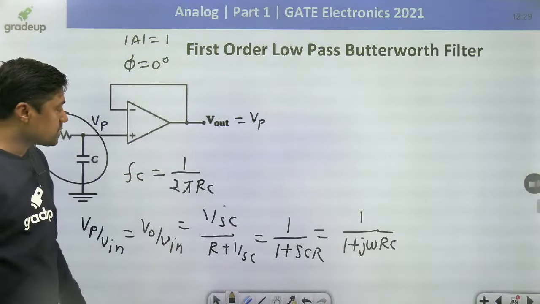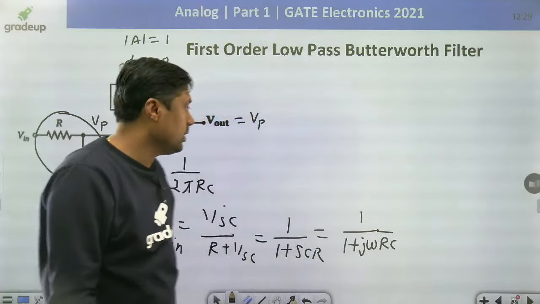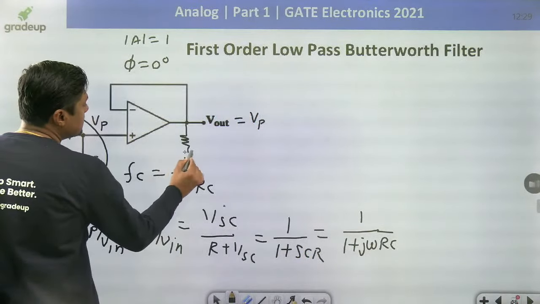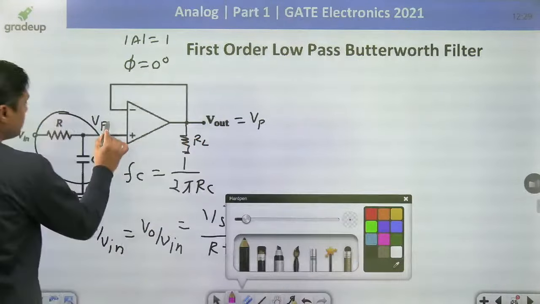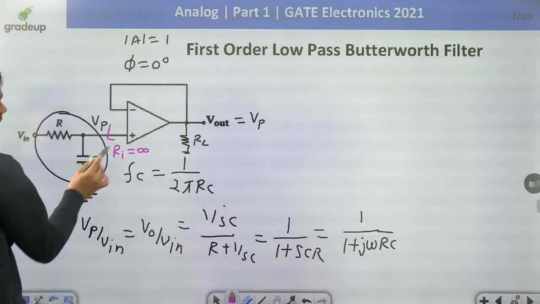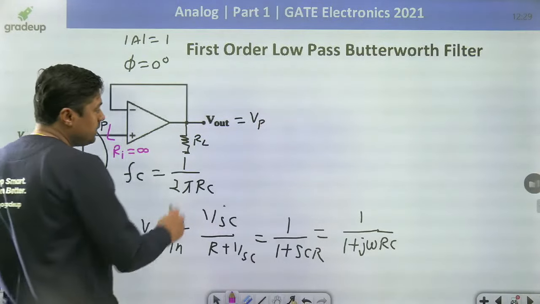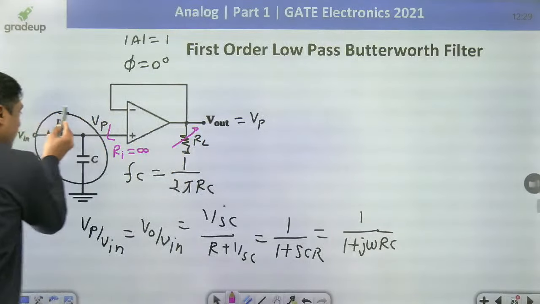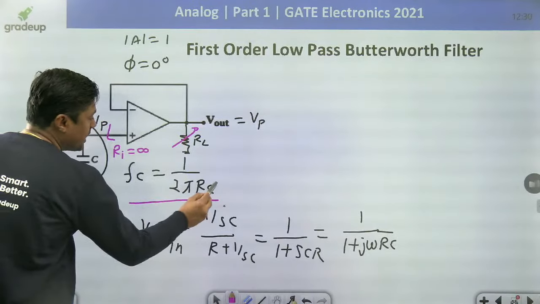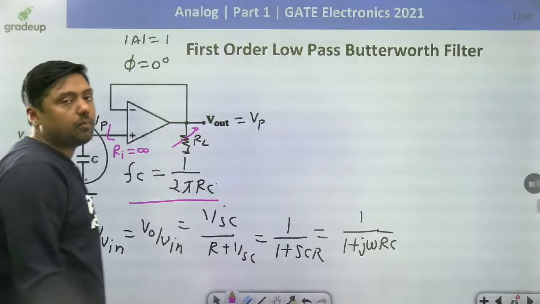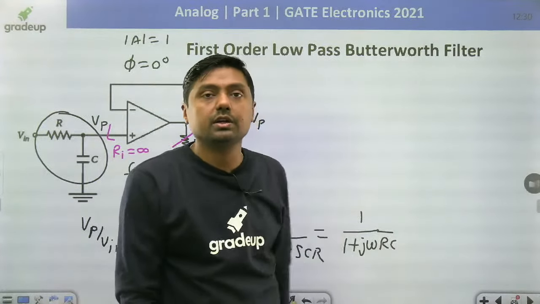Direct question: it will avoid what? Loading effect. It will avoid loading effect. Now the load RL is connected here, and the input resistance seen by this diagram is infinity. That's why there will be no loading effect. If we change the value of RL, it will not affect the performance of this circuit. The cutoff frequency will remain the same, 1 by 2 pi RC, and the gain will remain the same, 1 upon 1 plus j omega RC, because both are independent of RL. Okay.